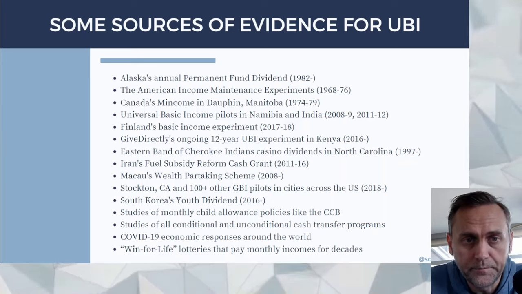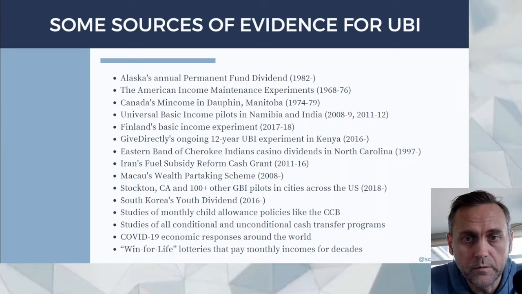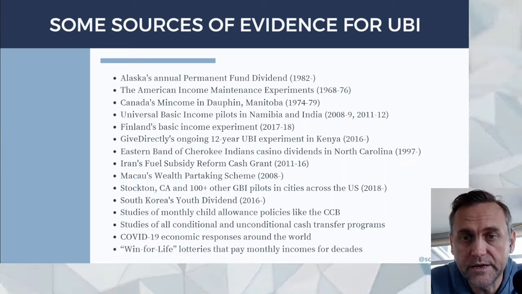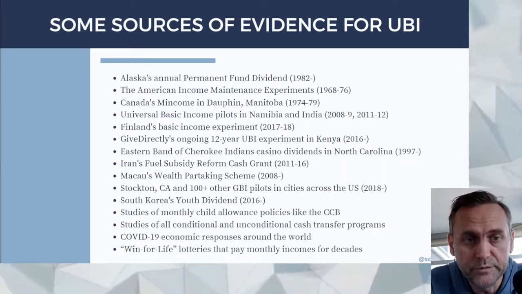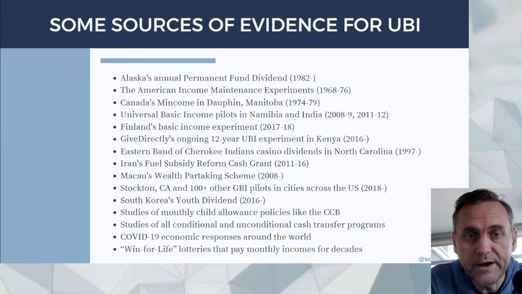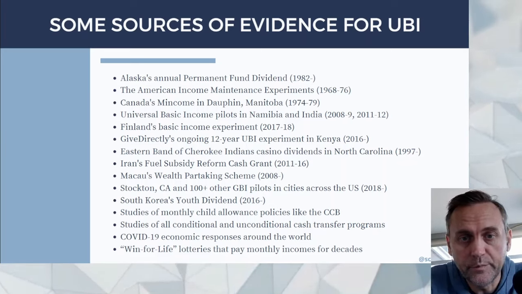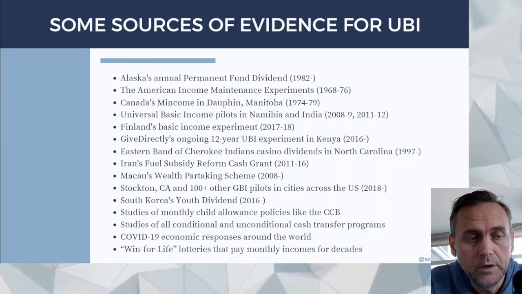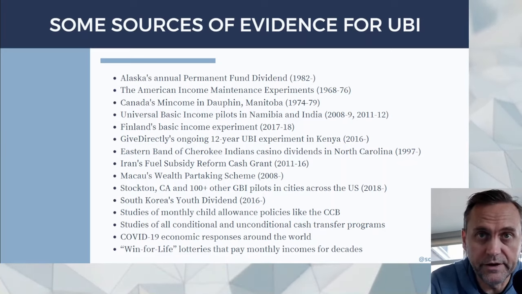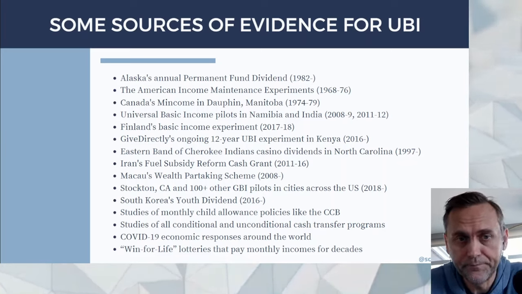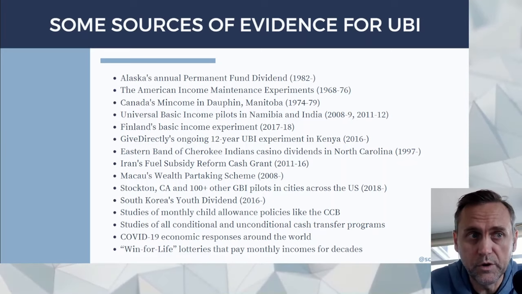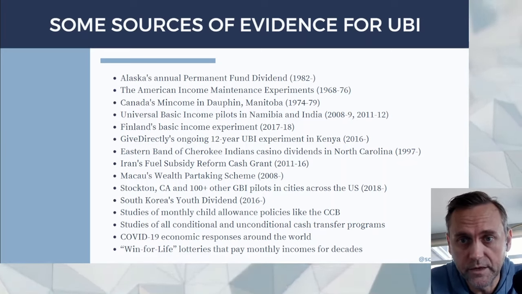And this was a natural experiment, has been happening since 1997. That was with the Eastern Band of Cherokee Indians, who started up casino dividends in North Carolina in 1997. And those casino dividends have grown over time. And at this point, it's over $12,000 per year.